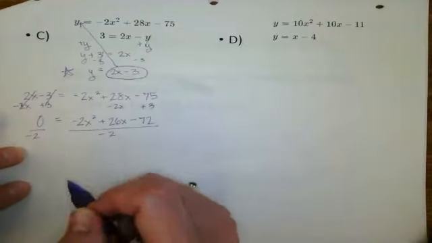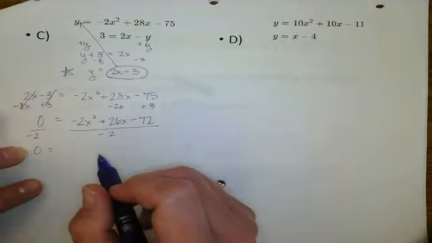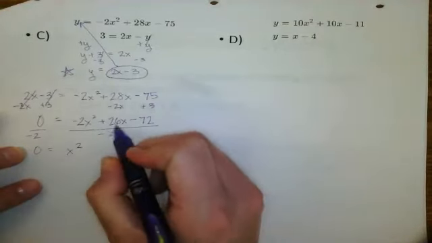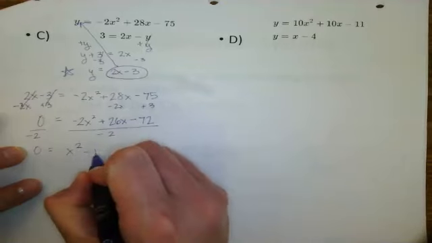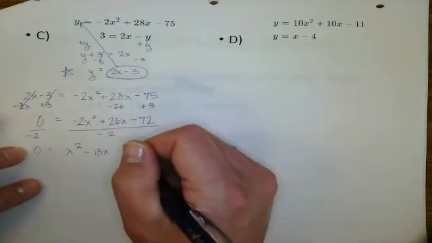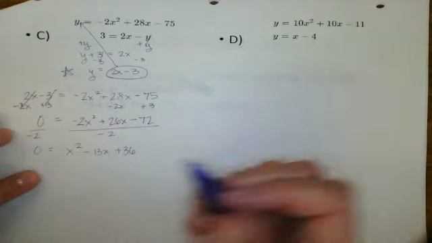I can divide and multiply all day long. I'm not going to change anything. It's just going to reduce our numbers, which is nice. So negative 2 divided by negative 2 is just x squared. 26 divided by negative 2 would be negative 13x. And 72 divided by 2 is 36, positive 36. Oh, those numbers are much better.